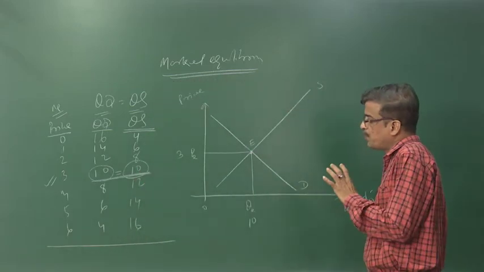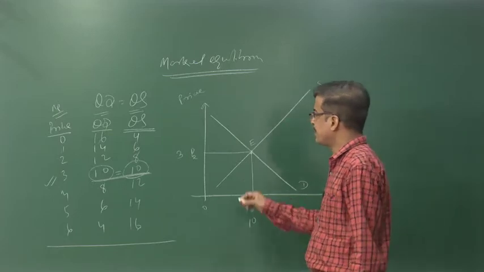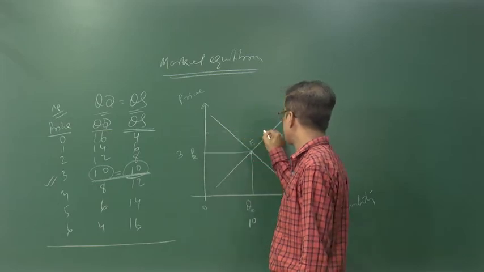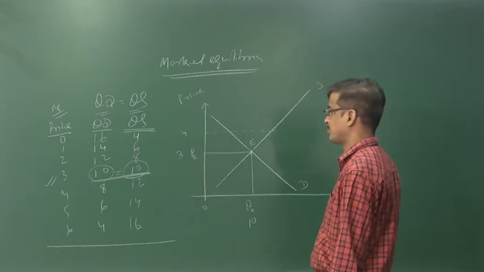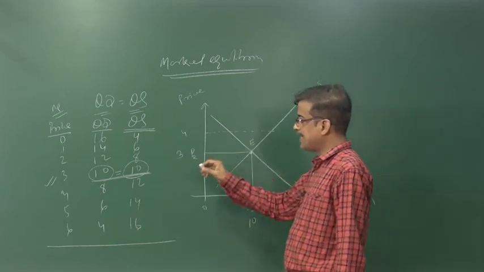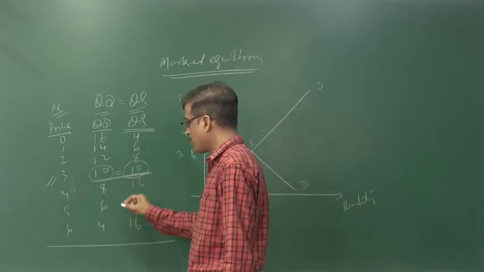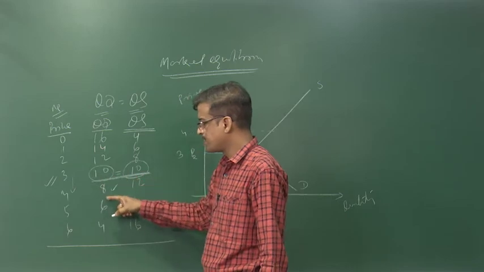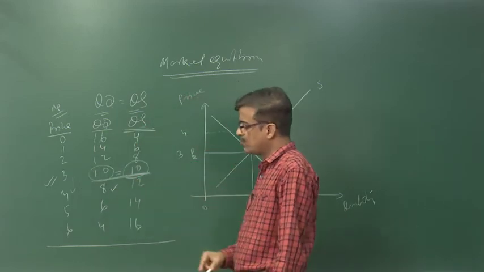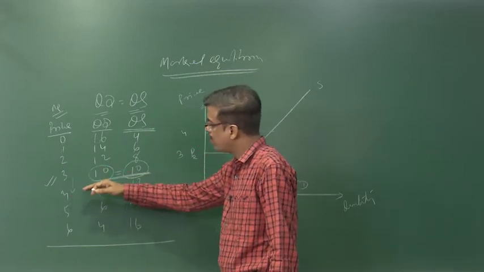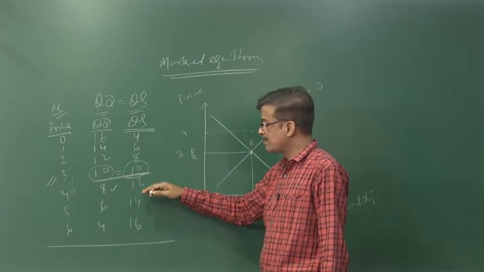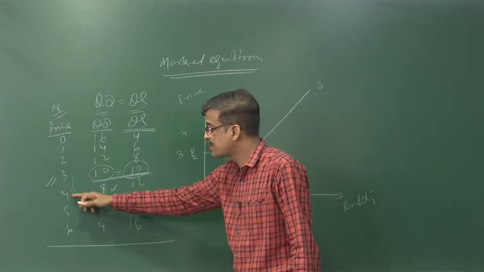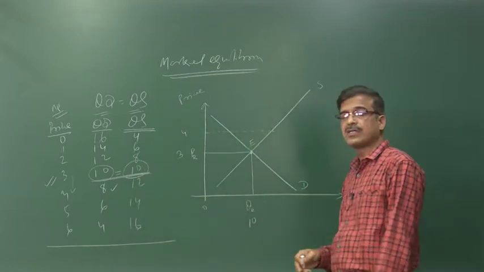Now, suppose there is a rise in price. Let us say the price increases from rupees 3 to rupees 4. Then what happens? When price increases, the amount of demand reduces, obviously. The quantity demanded becomes 8 units of ice cream. When price increases, supply also increases because there is a direct relationship. When price increases from 3 to 4, supply increases from 10 to 12.